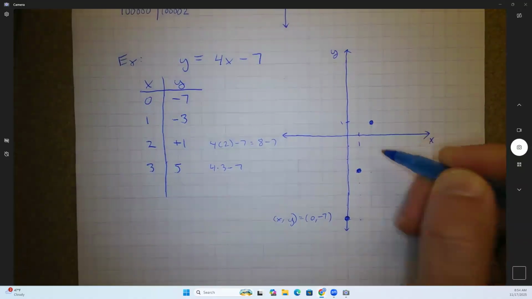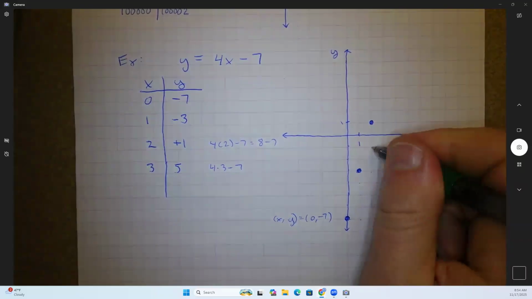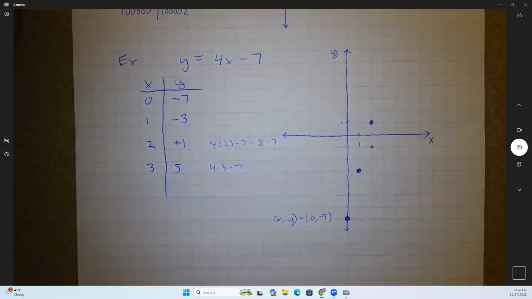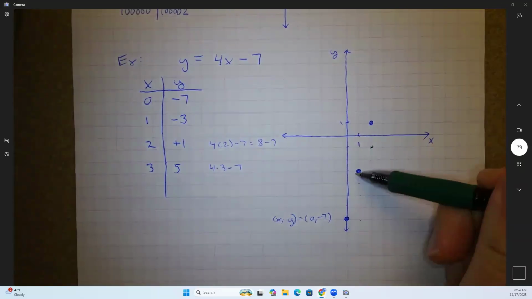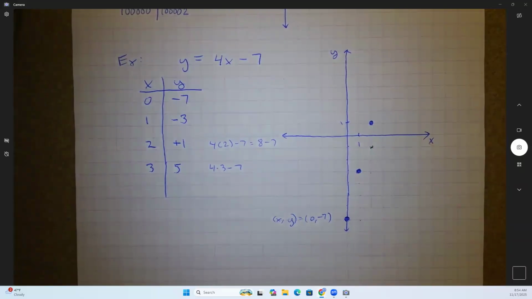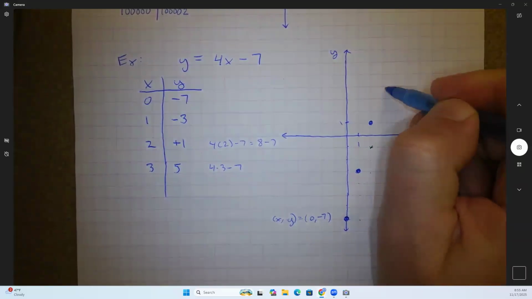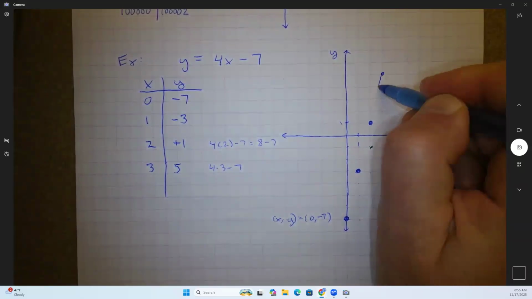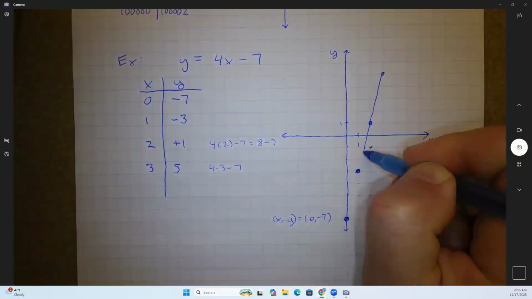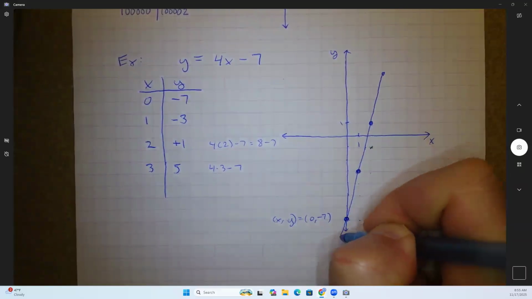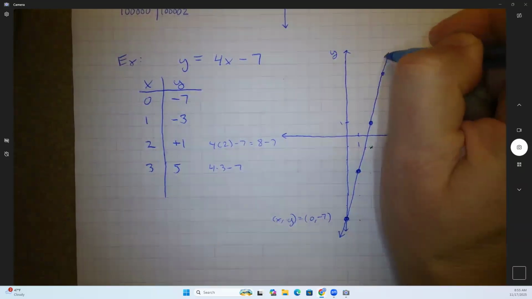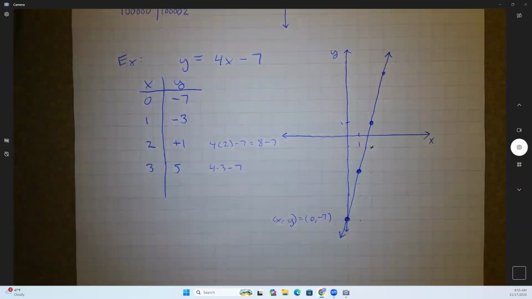And if I had done 2, negative 1 the way I originally tried to, I would have said, oh gosh, that's not on a line. Right? It goes up and then over. So that might have been a clue. And then when x equals 3, y equals 5. And so I can connect these points, stick an arrow on the end to represent they continue forever.